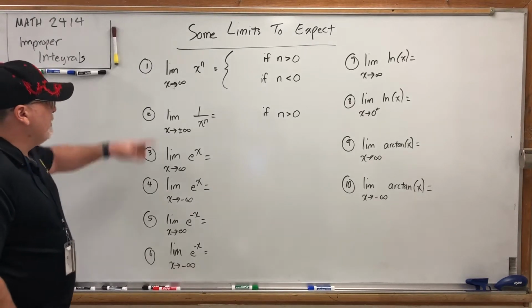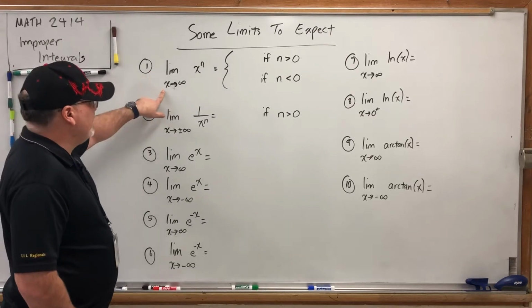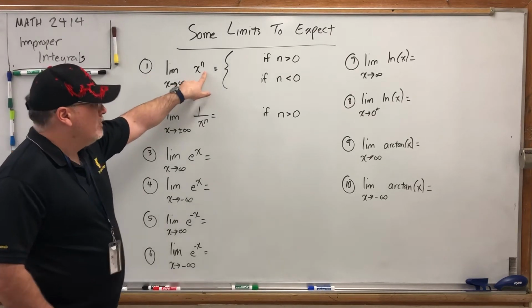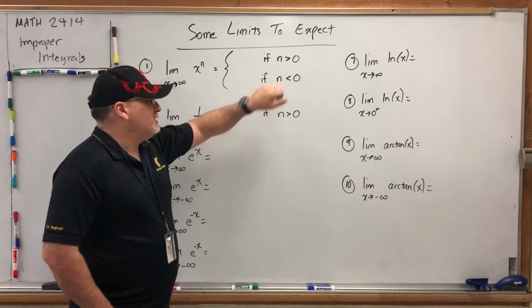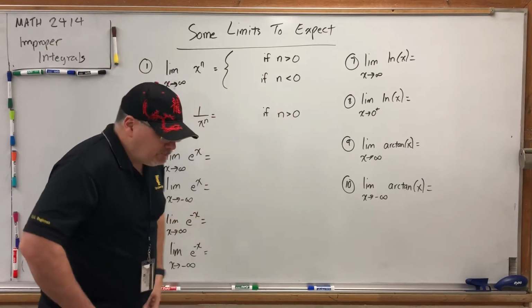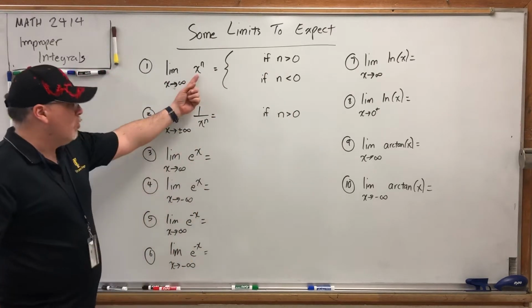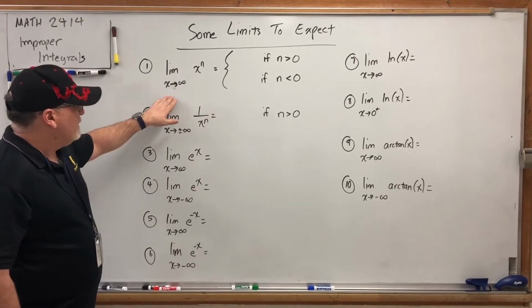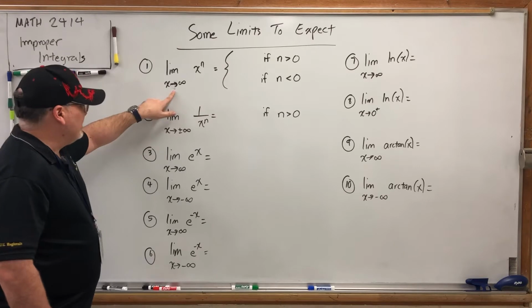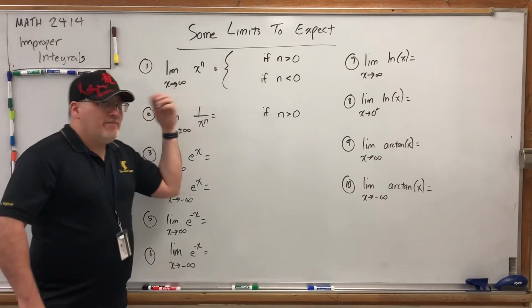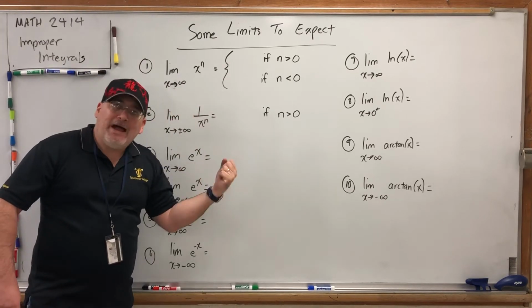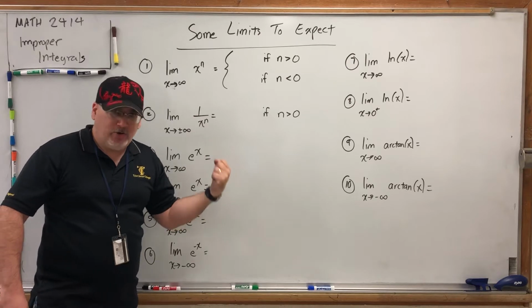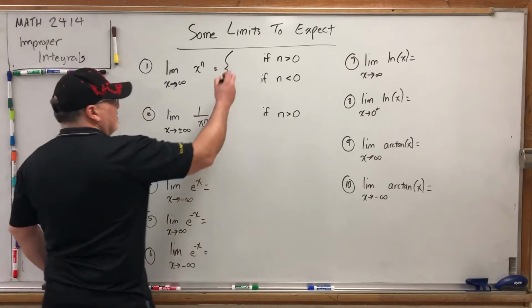For example, number one, the limit as x approaches infinity of x to the nth power. I'll break it down into two categories, if the n is positive or if the n is negative. And by the way, if the n is 0, this is equal to 1, so the limit's just 1. If my n is positive and I let the x get larger and larger, then I'm just raising a bigger and bigger number to a positive power, and it's just going to keep getting larger and larger. This limit is infinity.